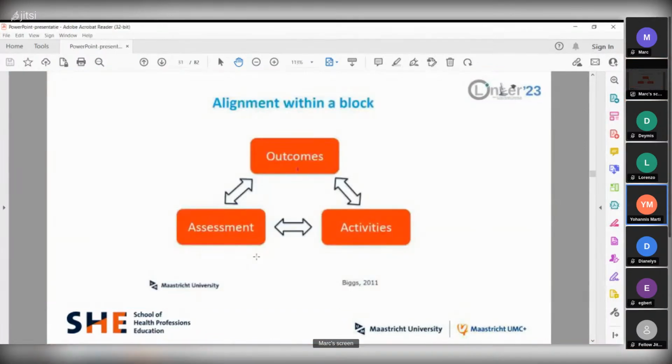In the block, so our year of study is divided into blocks of 8 weeks most of the time. We have to make sure that the activities that the students do relate with the outcomes that we want the students to learn at the end of the block, and with the assessment, with how we're assessing this.